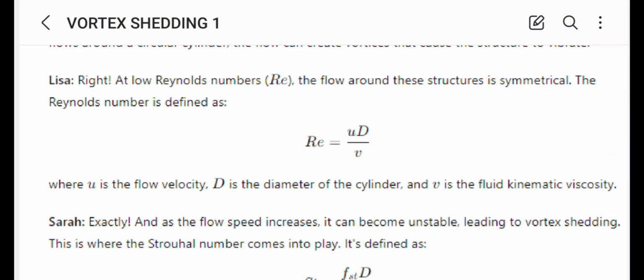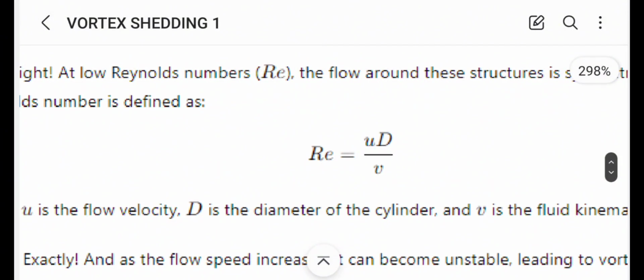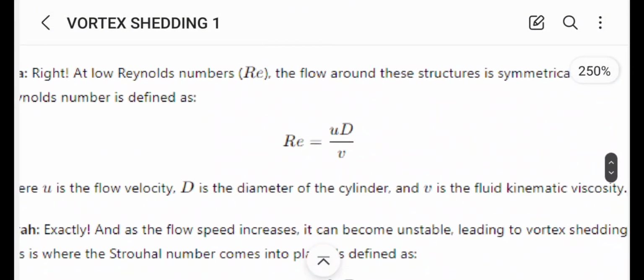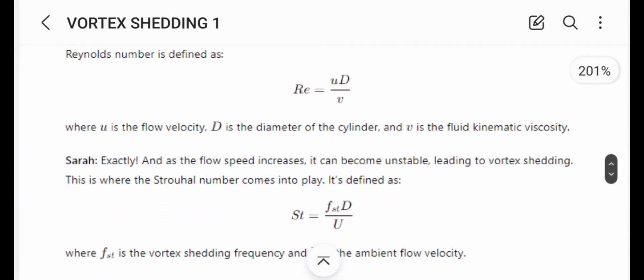Re equal to U D by rho. U is the flow velocity. Flow velocity means, we can say that's the wind velocity, suppose it's wind. D is the diameter of the cylinder, and rho is the fluid kinematic viscosity.